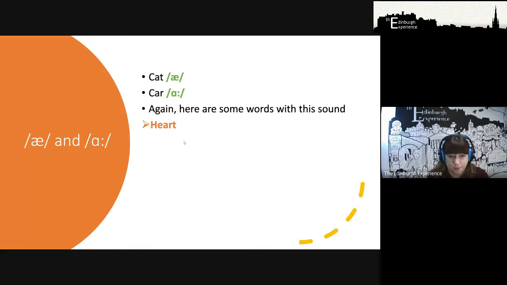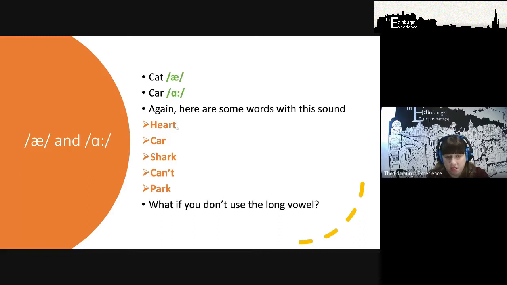Heart, car, shark, can't, park. Okay. What you might notice is that a lot of these words have the letter R. So very often after a long vowel sound, you have the letter R. Okay. And we saw it in the previous examples as well, right? Like court, worn.